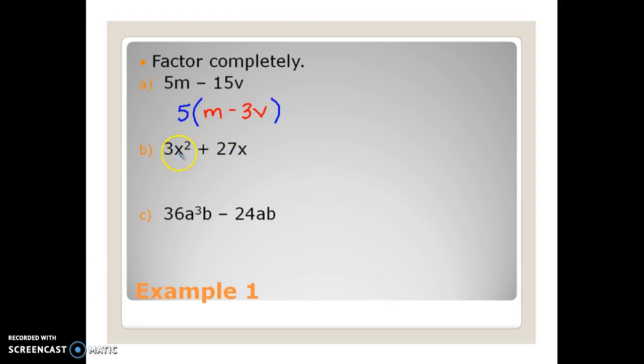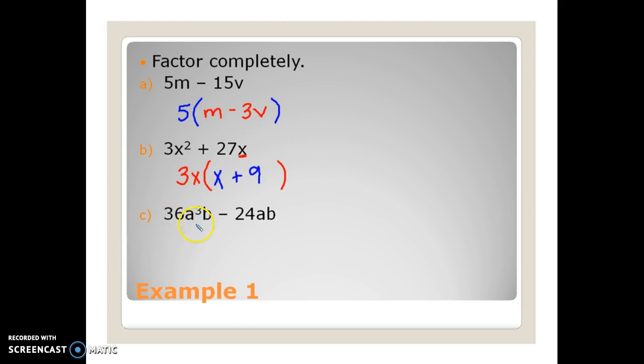For b, I got 3x squared and 27x. Start with 3. 3 does go into 27, so that's going to be part of my GCF. And they both have x's. I have an x squared and an x to the first power, so the smaller exponent is in my GCF. Then we divide. 3x squared divided by 3x. The 3's cancel. I go from 2 x's to 1 x. And then 27x divided by 3x. The x's cancel, and 27 divided by 3 is 9.